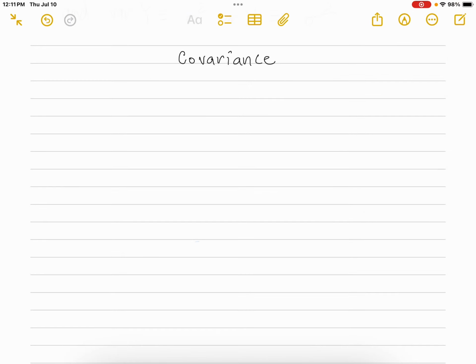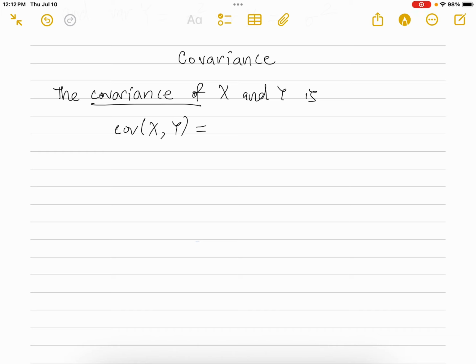Okay, in the previous video we talked about the variance of a random variable, and in this video we're going to talk about the covariance of two random variables. So suppose that you have two random variables, x and y, then we define the covariance of x and y to be the expectation of x minus the expectation of x times y minus the expectation of y.